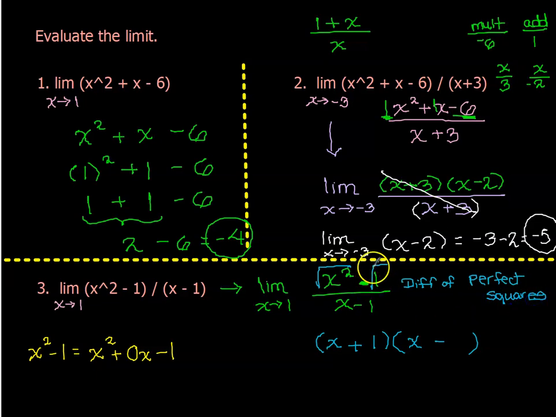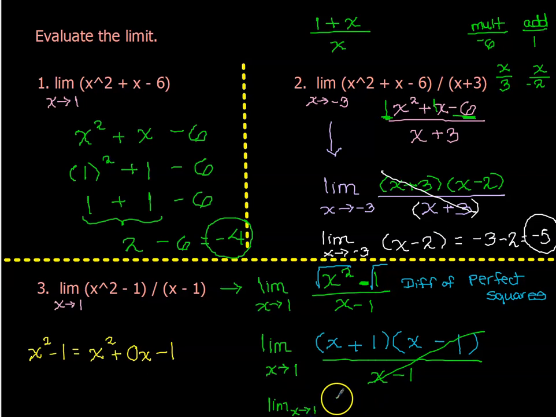So the square root of 1 is 1, so each parentheses will end with 1. If you ever want to check your factoring, you can always FOIL, and it'll bring you right back up to what you had before, if you factored correctly. From here, I'm just going to bring everything else down. And again, if you can factor it out, you can divide it out. Now you're left with the limit as x approaches 1, sorry, I'm out of room here, of x plus 1.